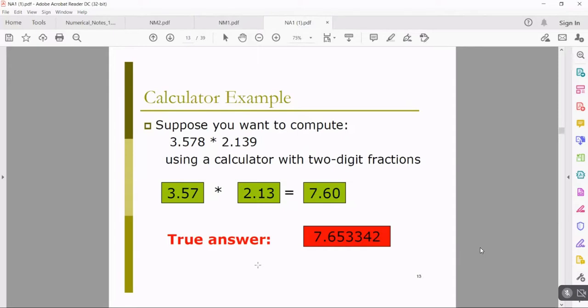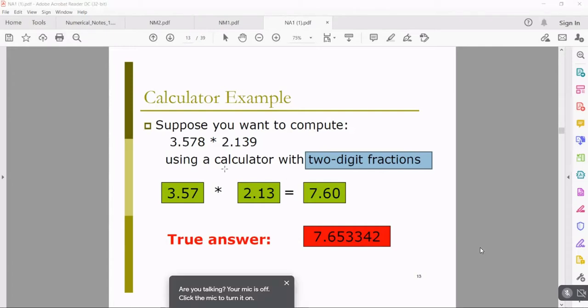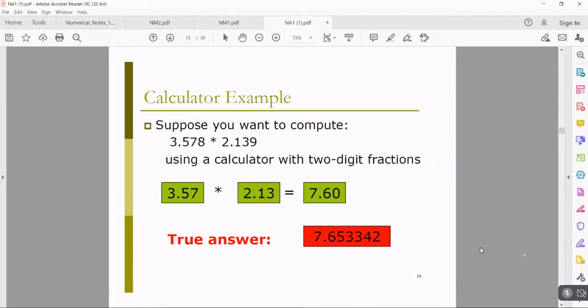Now you can see, suppose I want to calculate 3.578 into 2.139, and my calculator has only 2-digit accuracy. It means the result is this one: 3.57 into 2.13 is equivalent to 7.60. But you know that if you exactly multiply this, you will get this one.